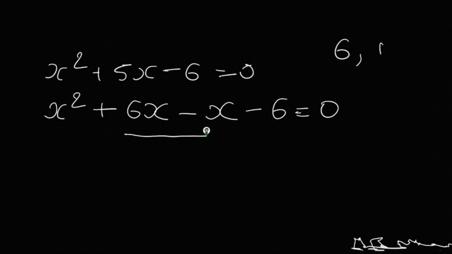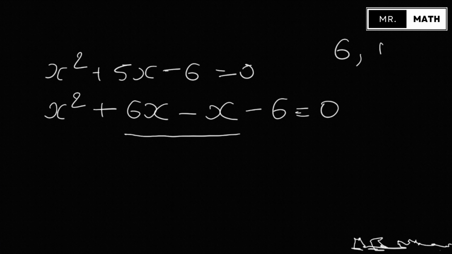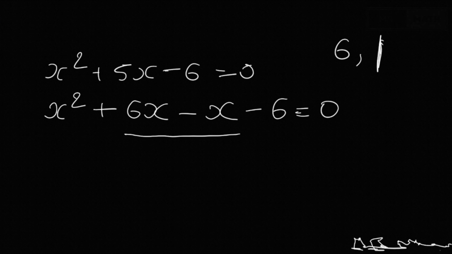Why have I written it like this? I have written 5x in such a manner that 6x minus x is equal to 5x, right? Because the factors are 6 and 1. I told you previously, if it is a subtraction, we need to find the factors in such a way that if we subtract both of them, we get the B term. So we have written it like that, 6x minus x, right?